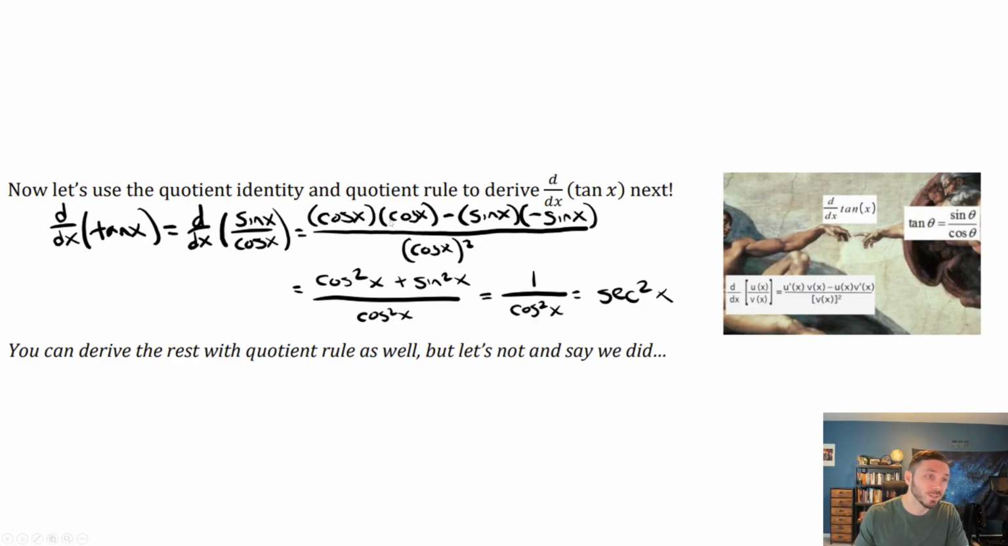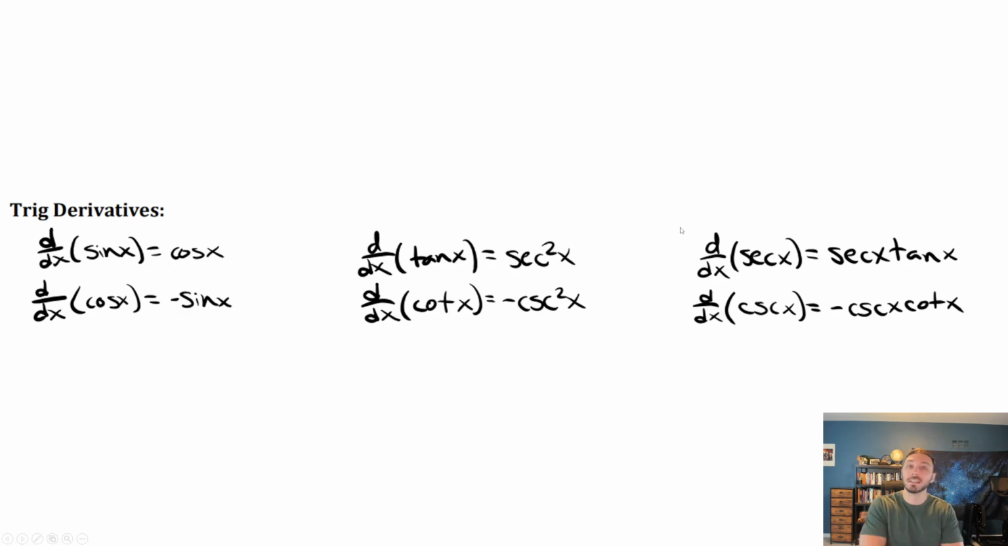There's 3 more. You can use quotient rule and all this fancy jazz with the other 3. Let's not say we did. So here are all 6 trig derivatives. This is kind of what you came for.